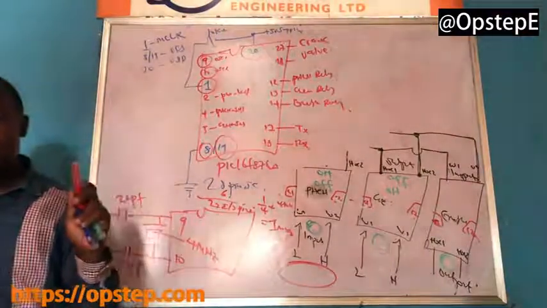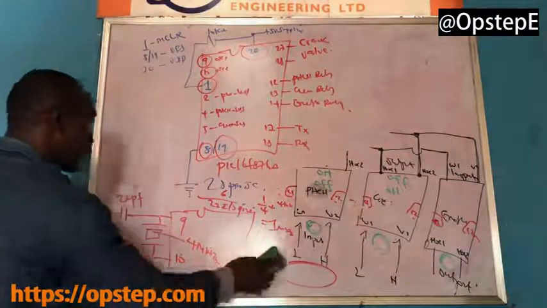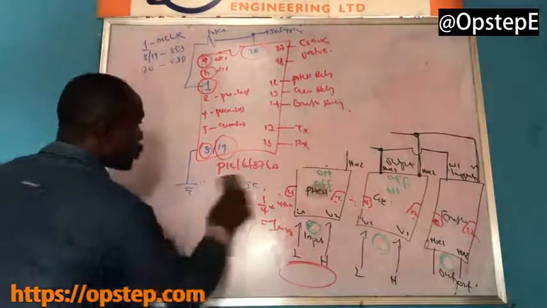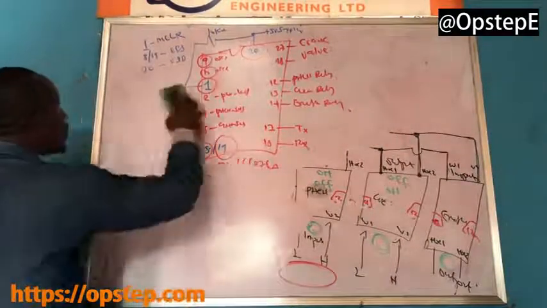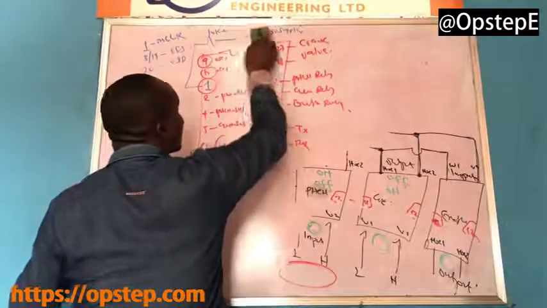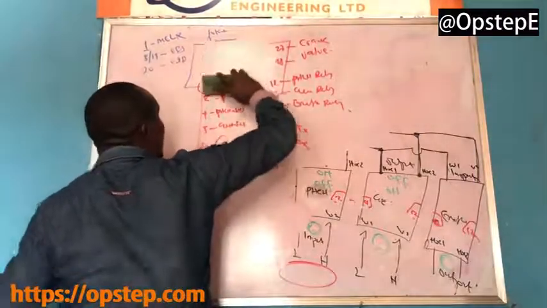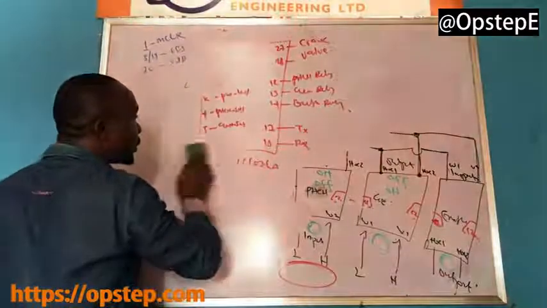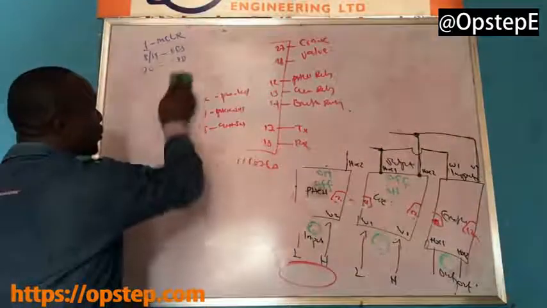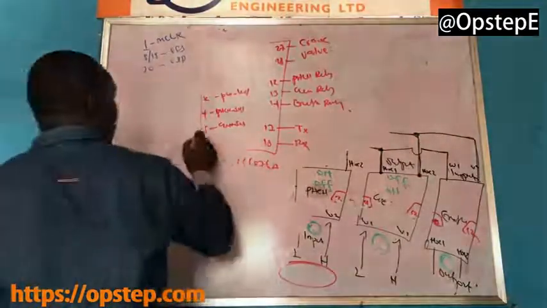So you have 22 input output pins. Don't forget, you are taking out this, you are taking out this, you are taking out this, you are taking out this. So this is what you have left.